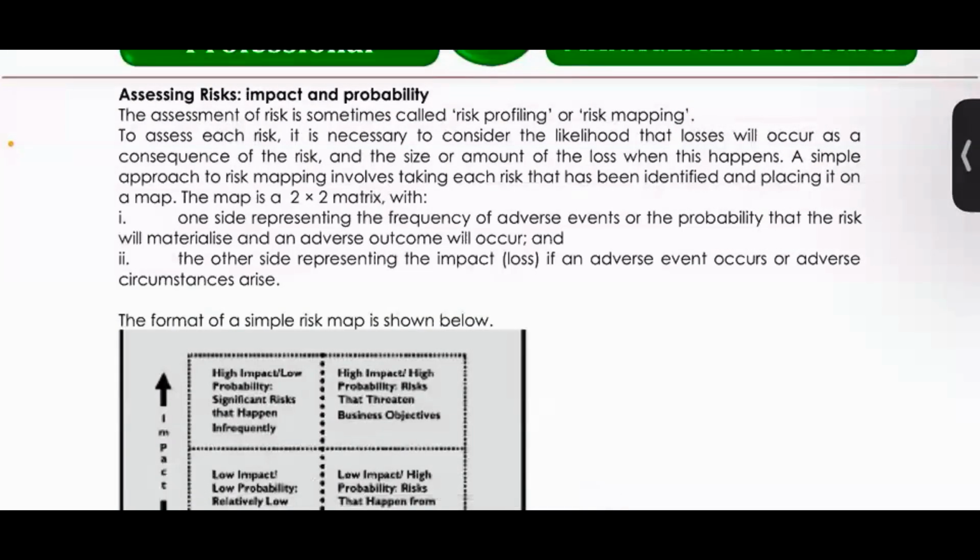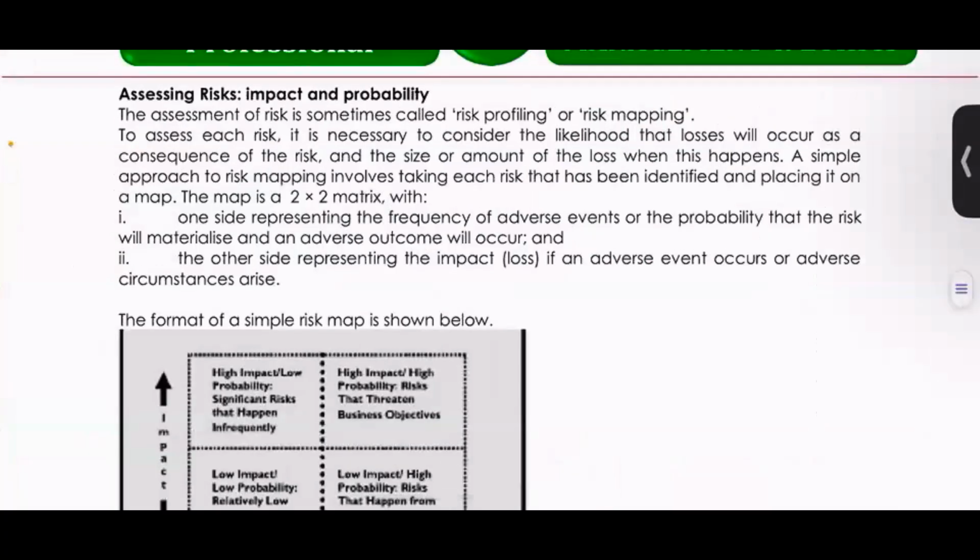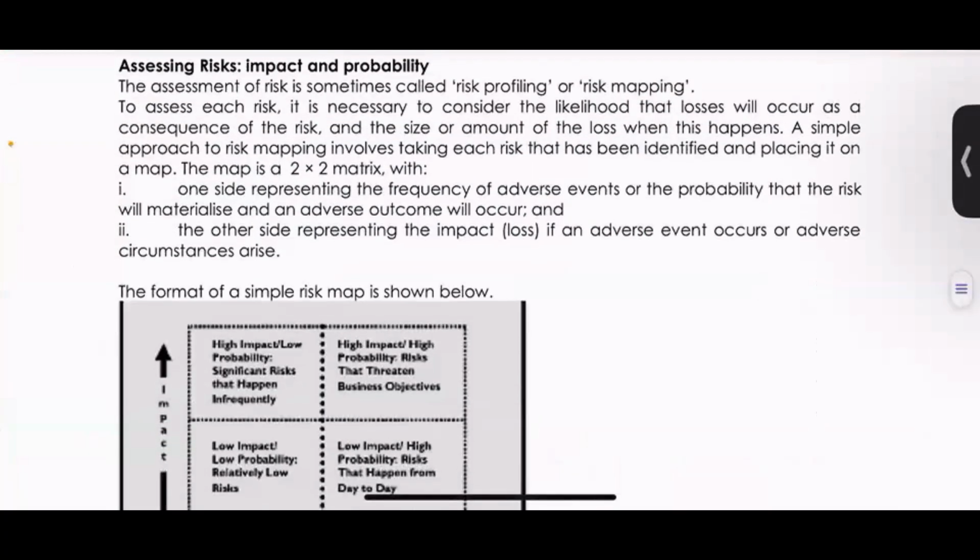Now, the assessment of risks. The assessment of risks is sometimes called risk profiling or risk mapping. To assess each risk, it is necessary to consider the likelihood that the loss will occur as a consequence of the risk, and the size or amount of the loss when it happens.